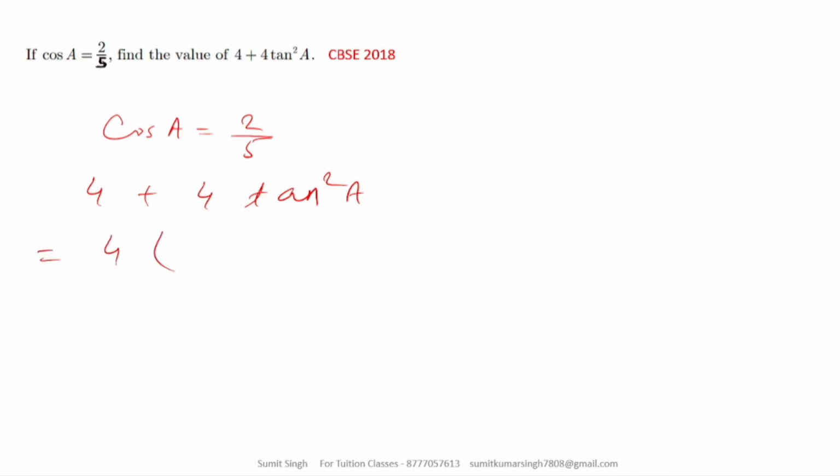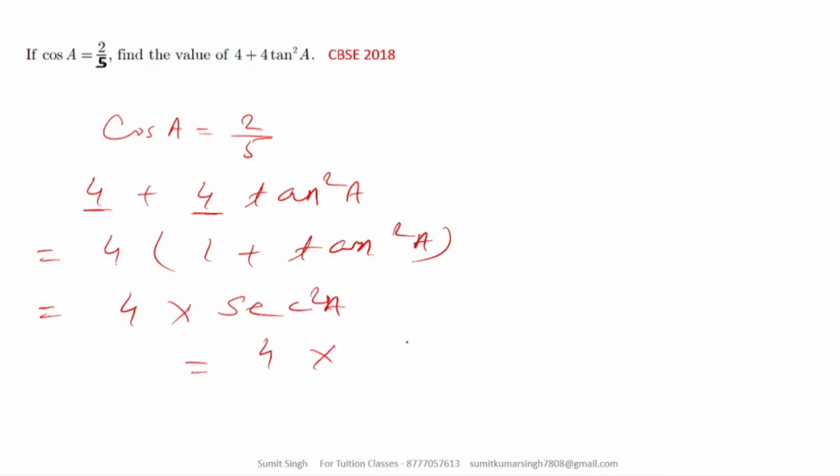As you can see, from these two terms we have a common factor of 4. After taking 4 common, we have 4 times (1 plus tan square A), and you know very well that 1 plus tan square A is the formula for sec square A. Further, sec square A can be written as 1 by cos square A, because 1 by cos square A is equal to sec square A.